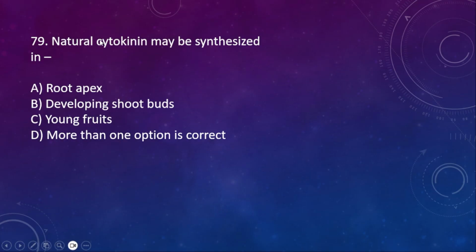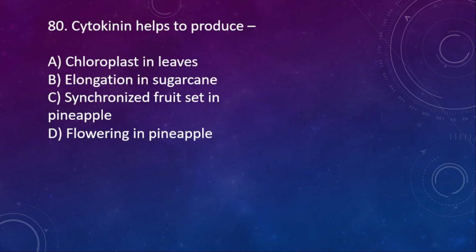79. Naturally, cytokinin may be synthesized in A. Root apex, B. Developing shoot buds, C. Young fruits, D. More than one option is correct. Here the right option is D. More than one option is correct.